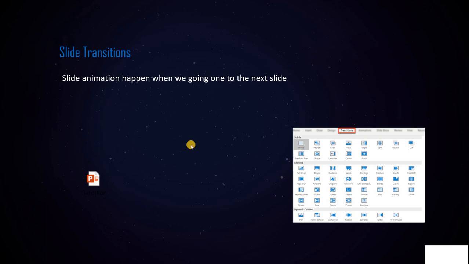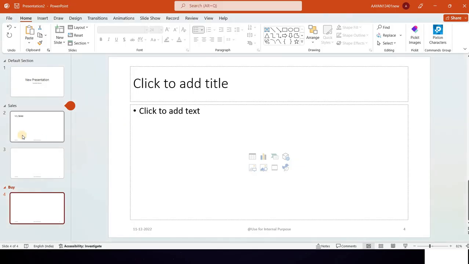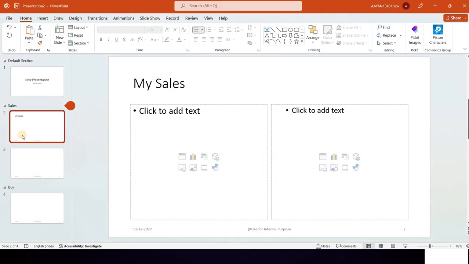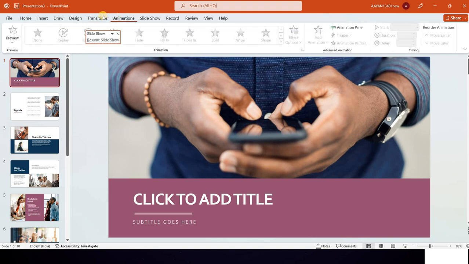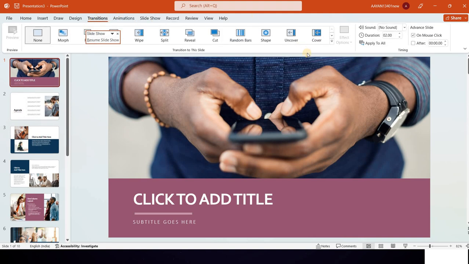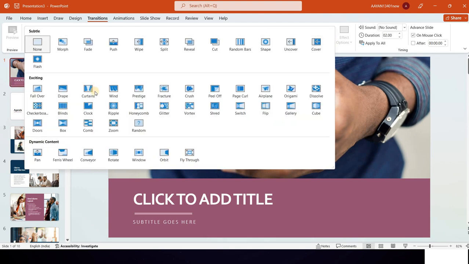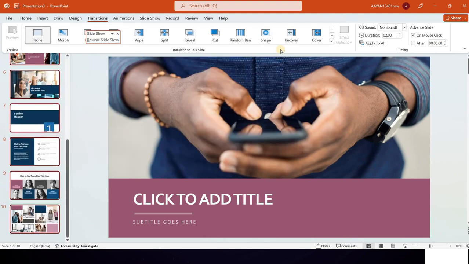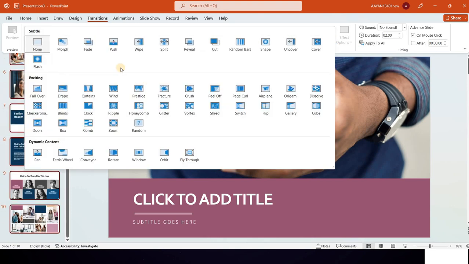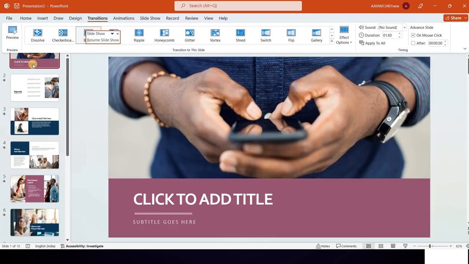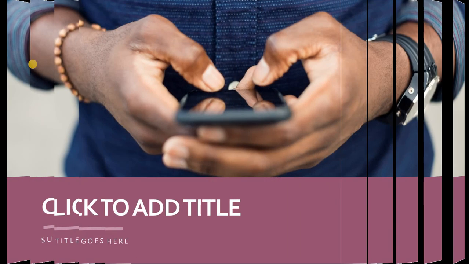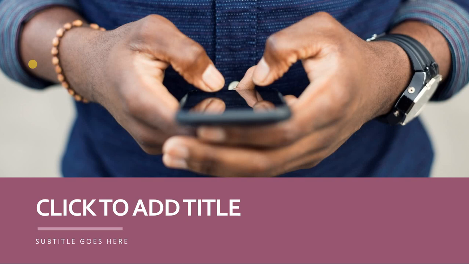Then we have the slide transition. This is a very important feature. Let's suppose I have this slide here. So I'm using here, sorry, transitions. We have many transitions. First of all I'm selecting all the slides, then I'm selecting, let's suppose, the blinds option. Now I'm playing with F5. Now you can see this is the blinds transition.